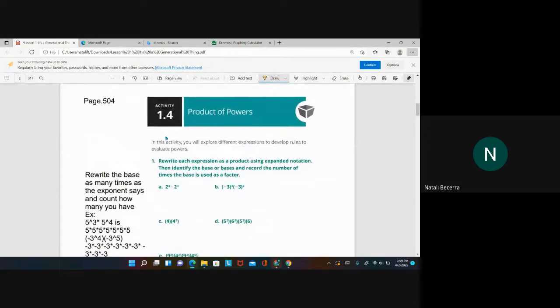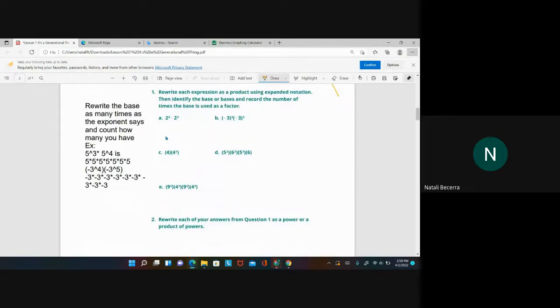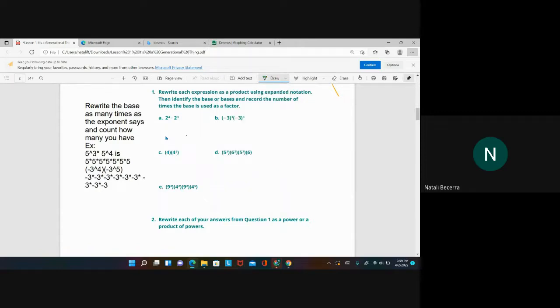All right, I'm going to try to move on quicker because I'm not trying to make the video too long. All right, go to page 504. It says rewrite each expression as a product using expanded notation. Then identify the base or bases and record the number of times the base is used as a factor. So rewrite the base as many times as the exponent says and count how many you have. Again, the little caret thing right here just means to the power of. So really, this is 5 to the power of 3. Okay, and then 5 to the power of 4.